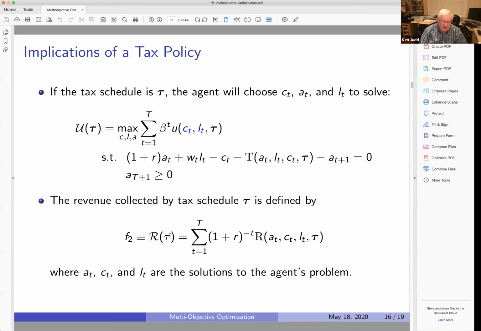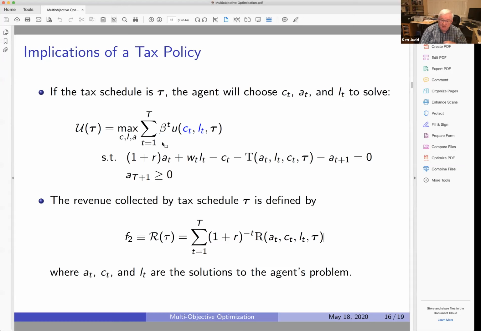And so given any tau, the revenue, and we're going to call that F sub 2, keeping in the notation of our, well, there should be an F sub 1 up here, is the revenue of tau, where revenue is the present value of the revenue collected each period, where the A, C, L vectors are the solutions to the agent's problem. So if I want to be really pedantic, I would say A sub t is a function of tau, C sub t is a function of tau, L sub t is a function of tau, that function being given up here.